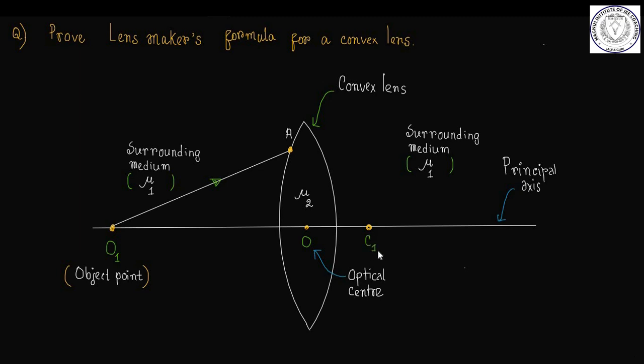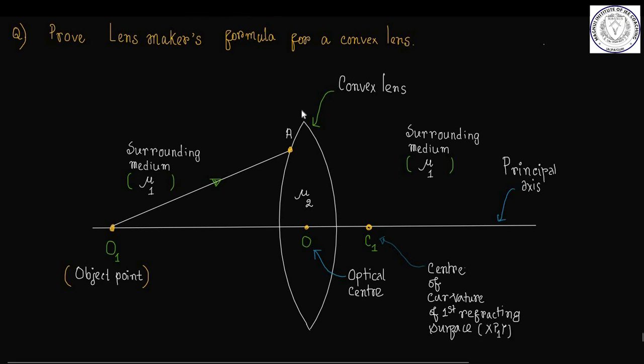Now we can denote the center of curvature. C1 is the center of curvature of the first refracting surface xp1y of the convex lens. We denote the first refracting surface as xp1y, where p1 is the pole of the first refracting surface.